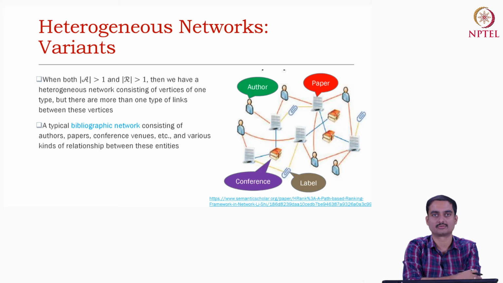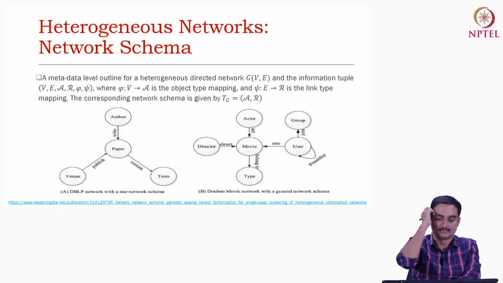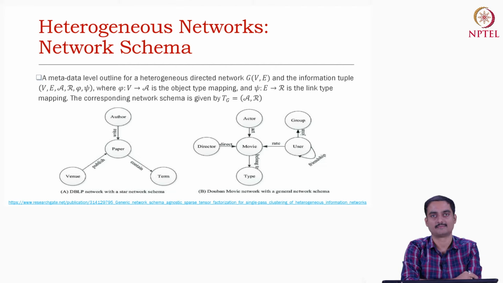You can have both node and edge heterogeneity. For example, in a citation network, nodes can be papers or authors, and links can be citations or co-authorship, and so on. On a heterogeneous network, we define something called a network schema. What is a network schema? A network schema is a relationship between node types, not nodes. The schema is defined on the node types.